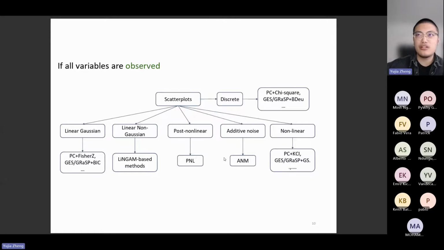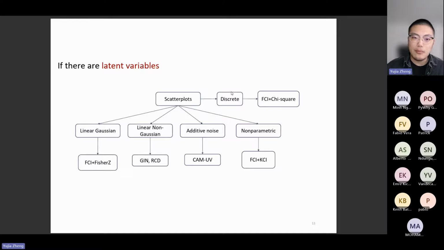So the first question for a practitioner to utilize causal-learn or causal discovery is which algorithm should I choose? So here is a very rough roadmap if all variables are observed. We will not go into details now, but after the talk, we will revisit this roadmap so we can get a clear picture. Basically, the first step is to get a scatter plot in order for us to get a little bit of information about the distribution. And then we will decide which algorithm to choose based on the specific type of functional relations and specific type of distributions. And of course, if there are some latent variables, we still have that type of roadmap and we can choose the appropriate algorithm with theoretical guarantees.